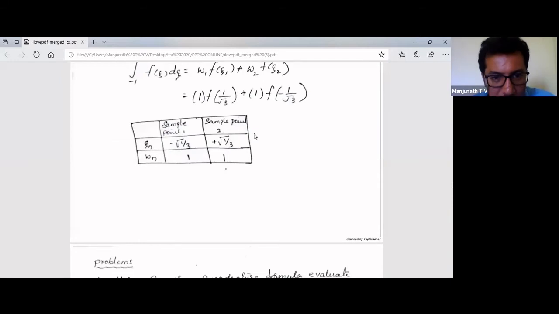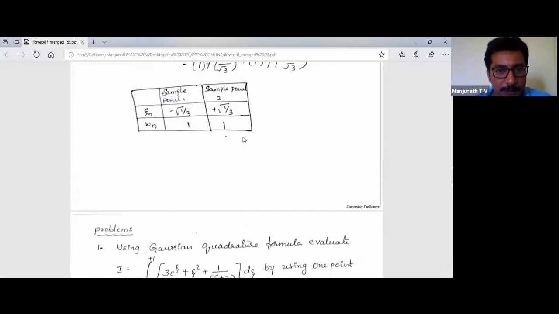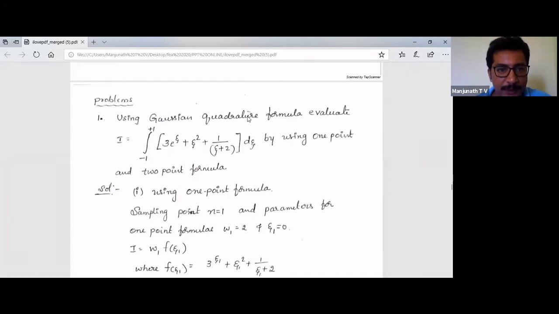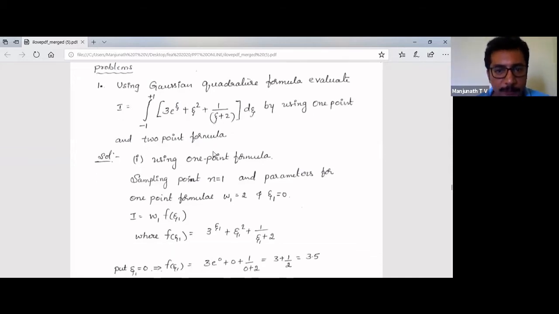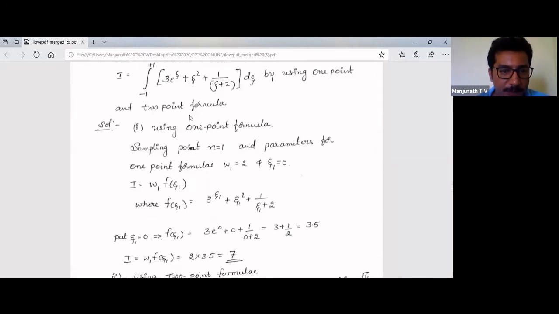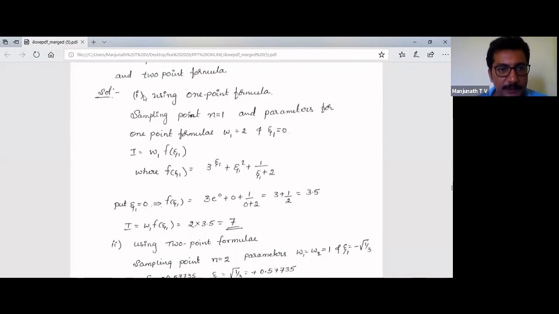Now we have got a Gauss quadrature formula for 1 sampling point and also for 2 sampling points. As per your syllabus, we have only 2 sampling points. So, on a problem using the Gauss quadrature formula, evaluate I, which is equal to the integral from minus 1 to plus 1 of 3 e to the power of zeta plus zeta square plus 1 by zeta plus 2 d zeta, by using the 1-point and 2-point formula. Both we have to apply for this particular integral. First consider the 1-point formula, then you can move to the 2-point formula.